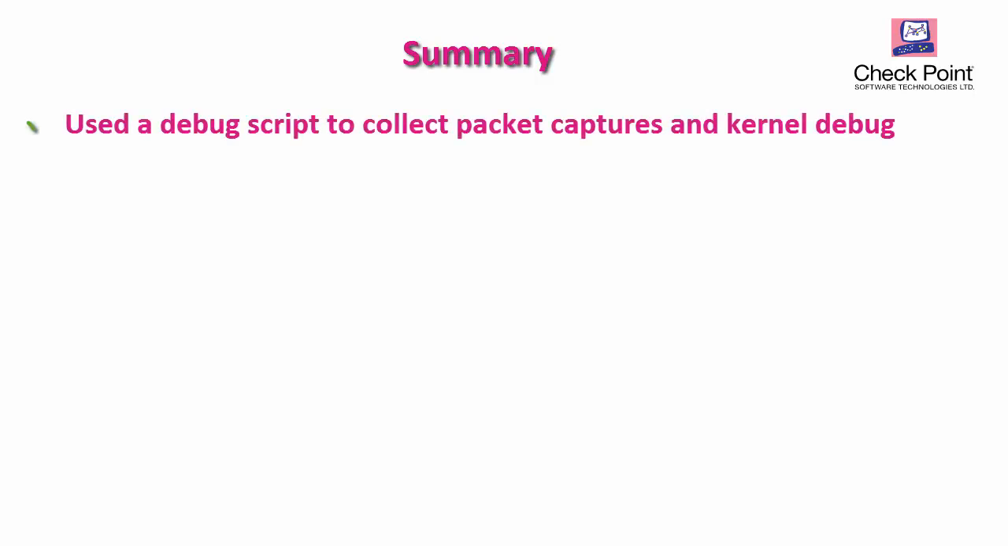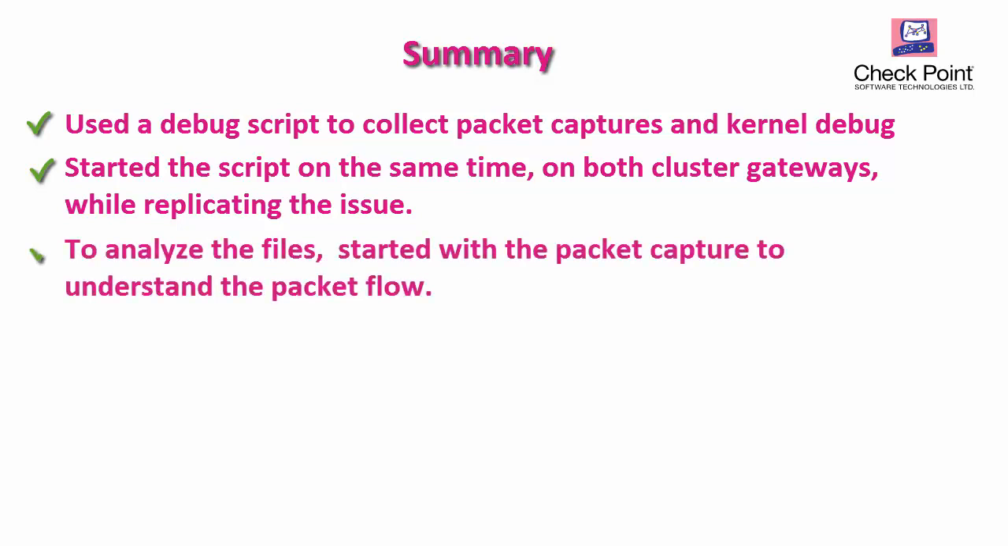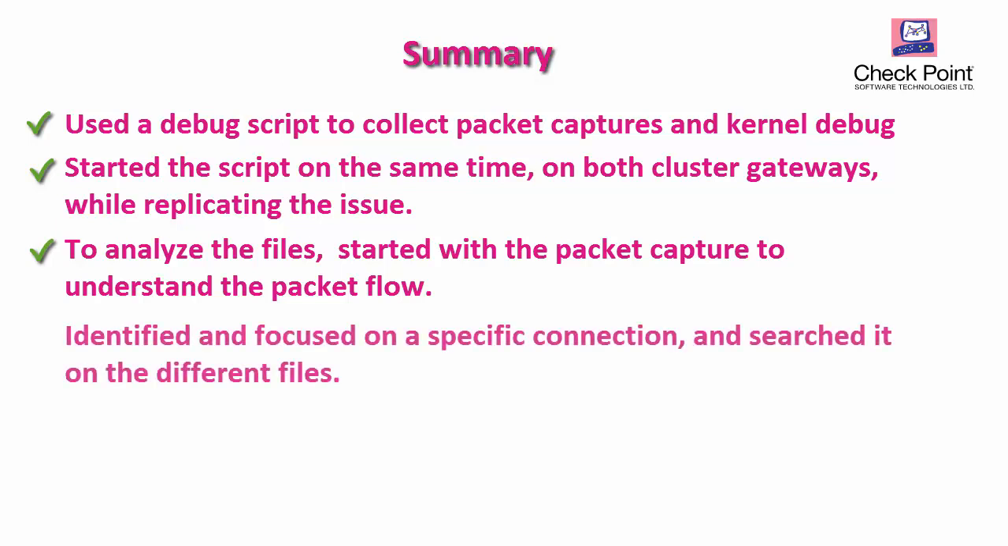To summarize this session, in order to troubleshoot the FTP connection issue, we used a debug script to collect packet captures and kernel debug. Started the script on the same time, on both cluster gateways, while replicating the issue. To analyze the files, we started with the packet capture, to understand the packet flow. We identified and focused on a specific connection, and searched it on the different files.